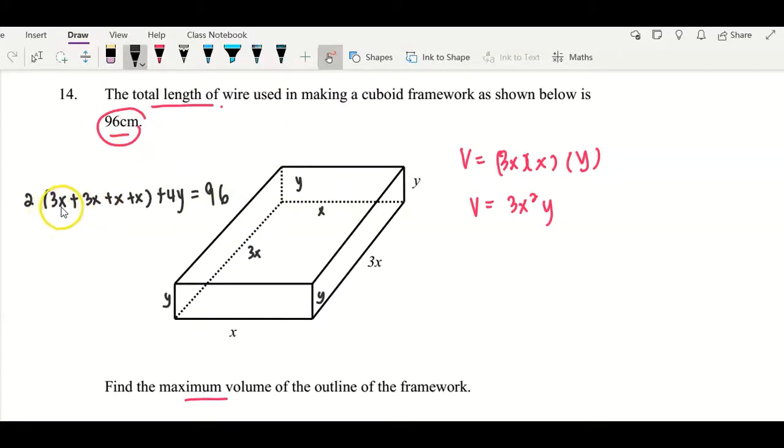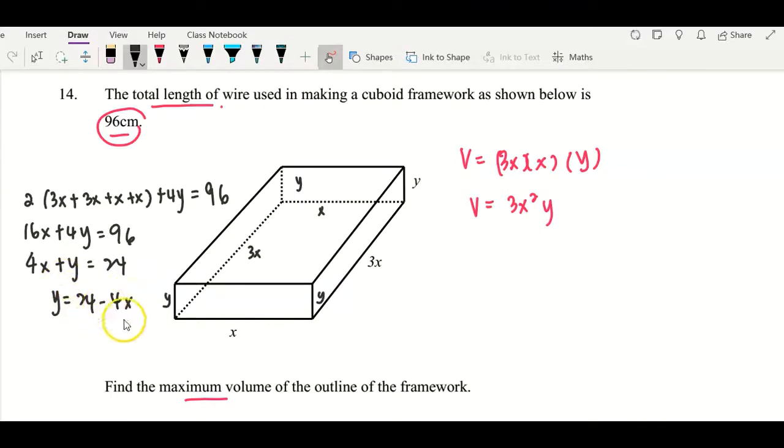And now we're trying to simplify. We have 6, 8. 8x multiplied by 2, that will be 16x plus 4y equals 96. Simplify, divide both sides by 4. You have 4x plus y equals 24. Alright, this is your first equation, or I will make y the subject. So y equals 24 minus 4x.